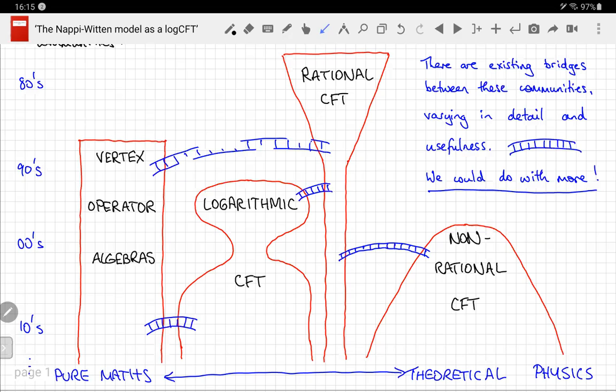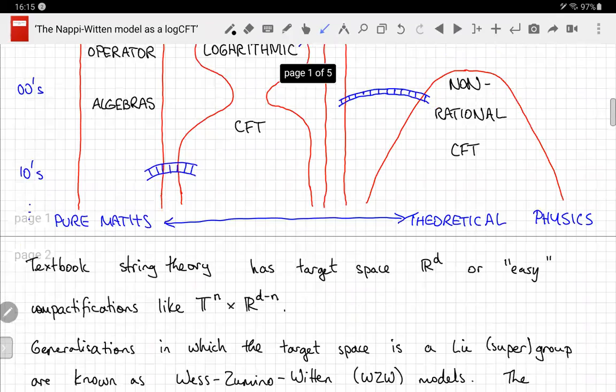May I interrupt for one question? Yeah. Is there a bridge between vertex operator algebras and non-rational CFTs? I think there's not too much at the moment, but I'm not an expert in non-rational CFTs. So I honestly couldn't say. Honestly don't know. My suspicion is not much. From what I know of the vertex operator algebra community, they're quite scared of non-rational conformal field theories. It's very hard to prove theorems about these things. Thanks. But that's just my opinion.